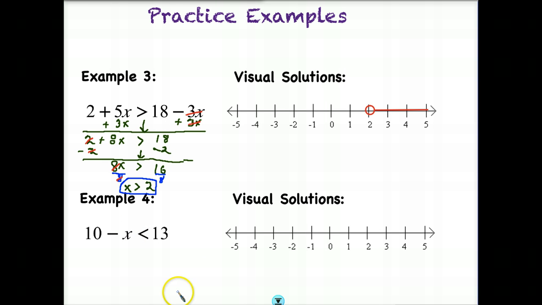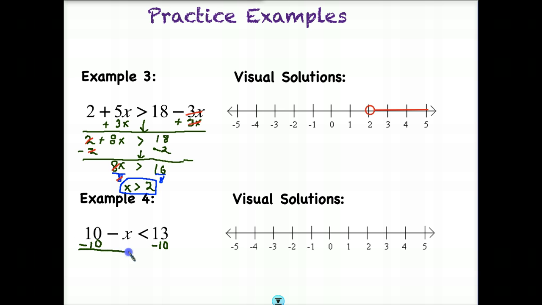Example number 4. In this example, I'm going to again isolate the x by subtracting 10 from both sides. Notice that I need to subtract the 10 because in front of the 10 is a positive. The negative that's behind the 10 goes with the x, not with the 10.